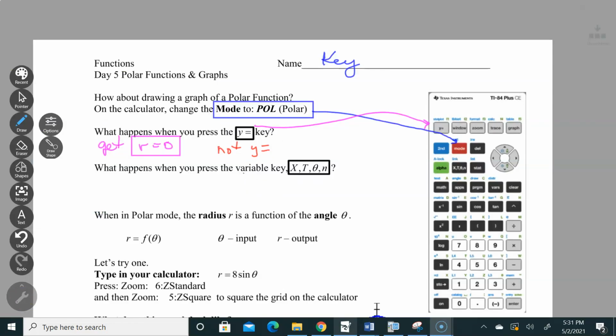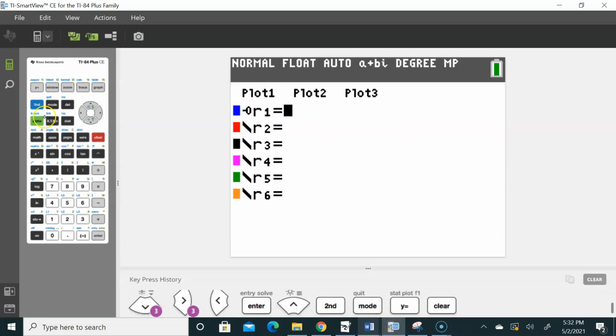The next thing we're going to do is hit the variable key, the key that we've been using this whole time to hit the letter X. The variable key is right underneath the mode key, and notice there's a bunch of things on there besides the letter X. When I hit that key, it doesn't say X anymore, it says theta, because we're dealing with polars, which are going to be r values and thetas, not x's and y's. So instead of having y as a function of x when we're in function mode, we're going to have r as a function of the variable theta.